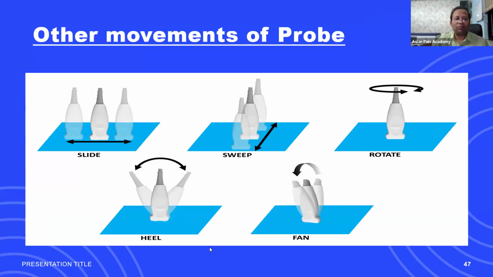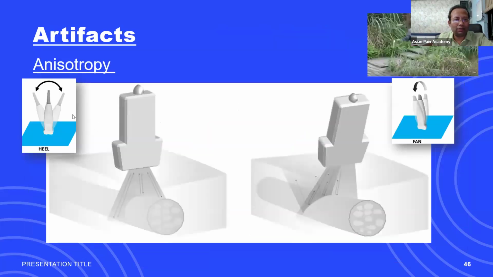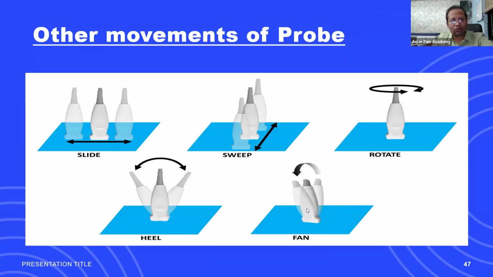Other movements are there. This is very easy to understand. Sliding, just along the long axis of the probe. Sweeping along the short axis of the probe. These are just for remembering. Otherwise, nobody remembers them. While doing ultrasound, everyone can do what is needed. If you understand the concept, you will understand. So sliding, sweeping, rotating. Rotating means from short axis to long axis. When you are seeing a structure, you rotate. Heel toe maneuver, already I have told you. Fanning also I have told you.